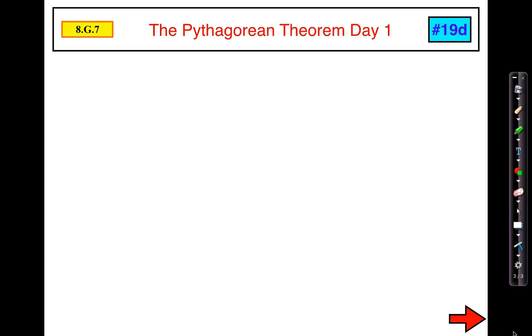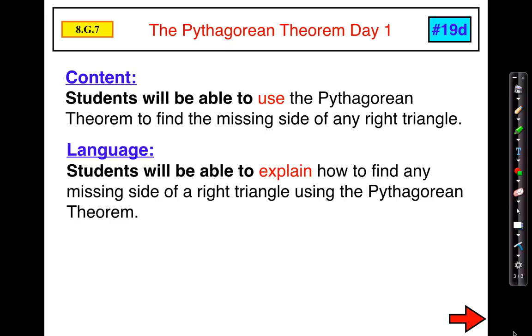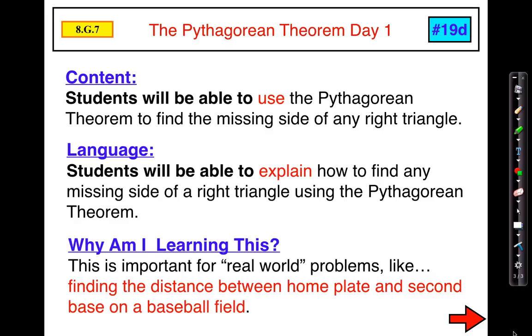Welcome back. Today we're going to be working on one of my favorite lessons of the entire year, which is the Pythagorean Theorem Day 1. Content objective is students will be able to use the Pythagorean Theorem to find the missing side of any right triangle. Language objective is students will be able to explain how to find any missing side of a right triangle using the Pythagorean Theorem.